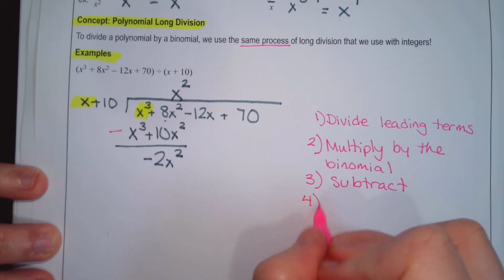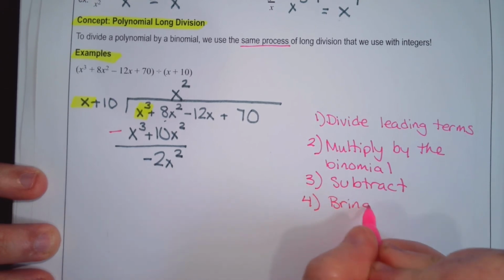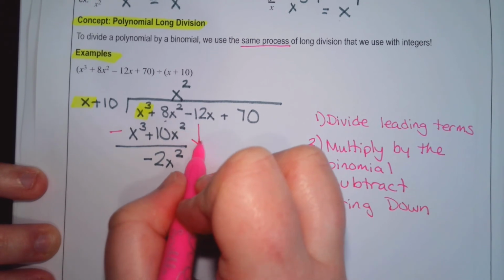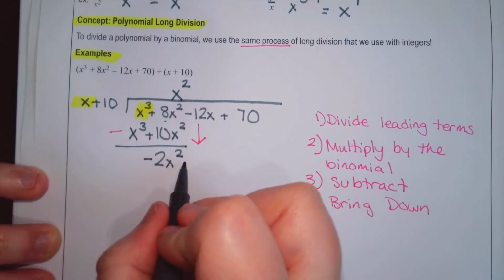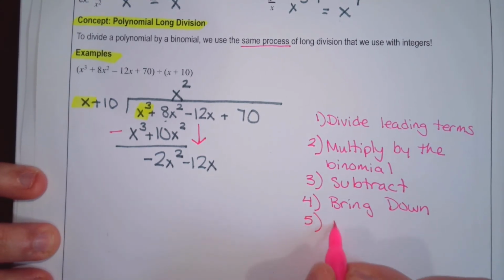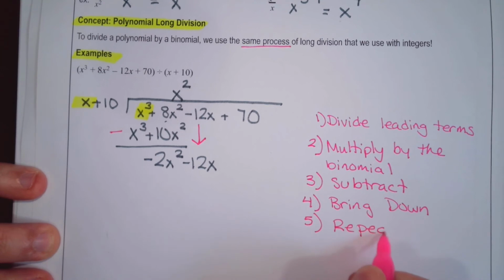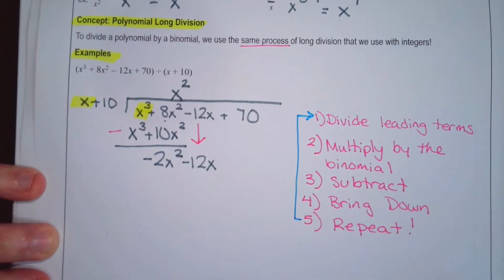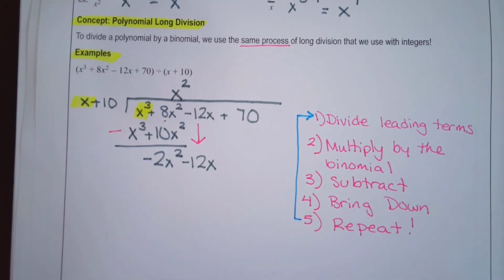Then we have step 4. Bring down. We're going to bring down our next term. So minus 12x. And then finally, we repeat. We're going to go back to step 1, and you keep repeating until you no longer have a variable.